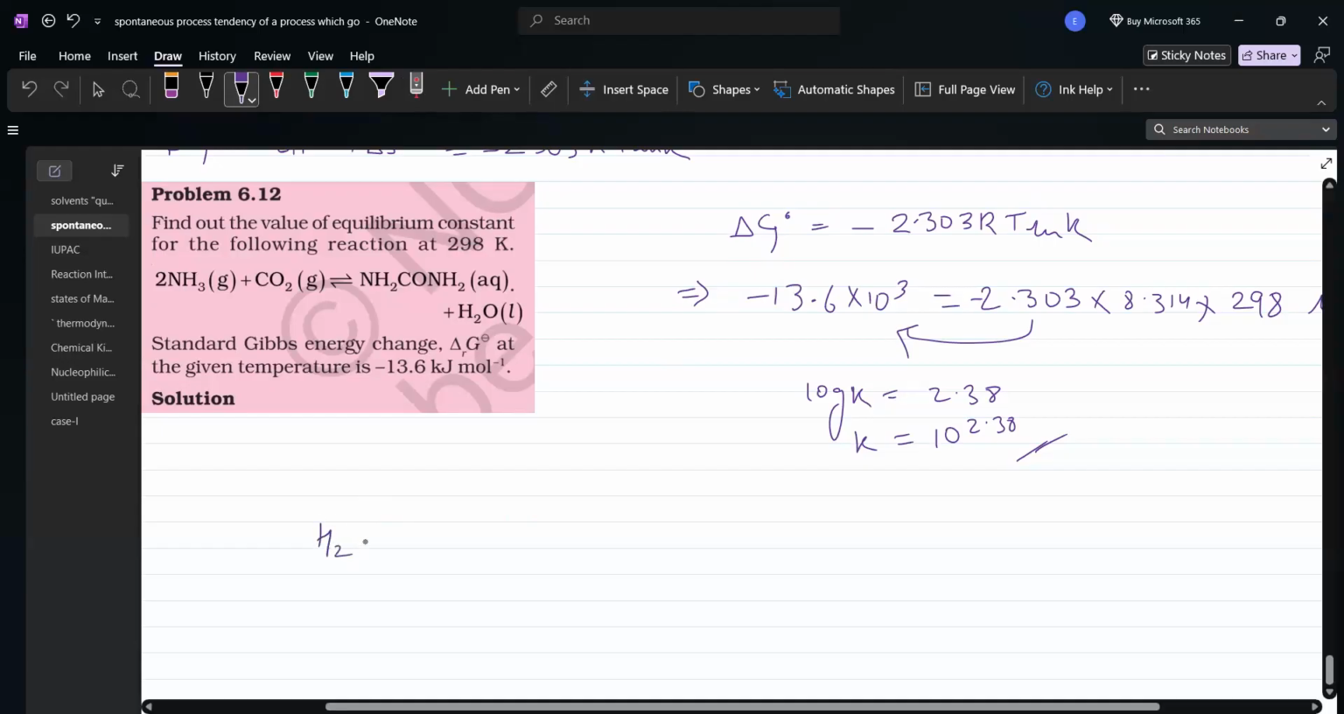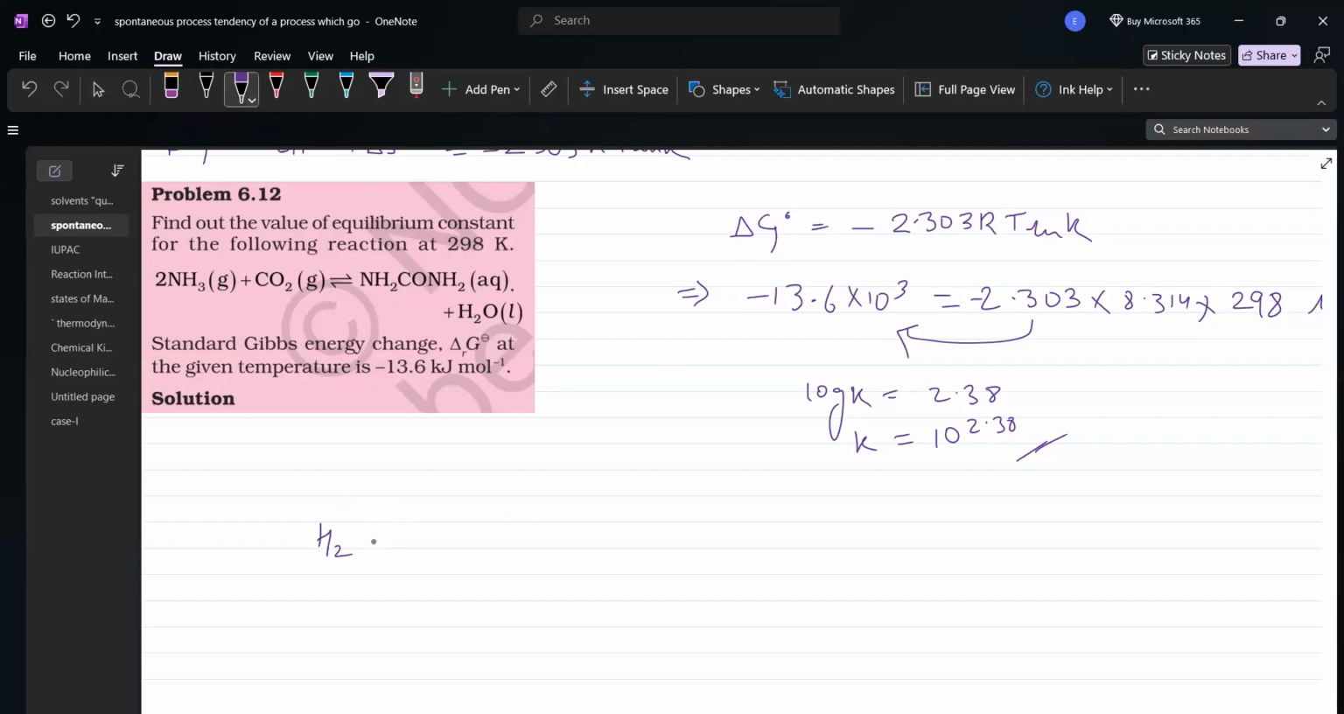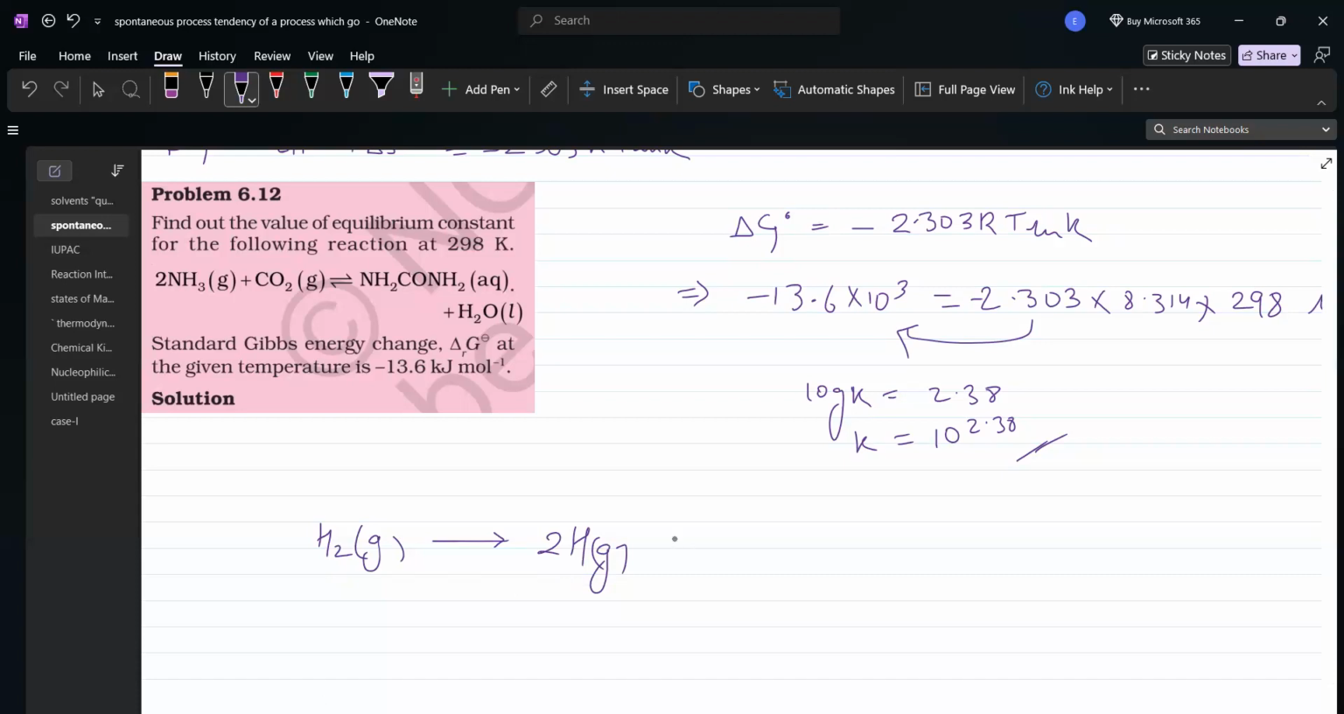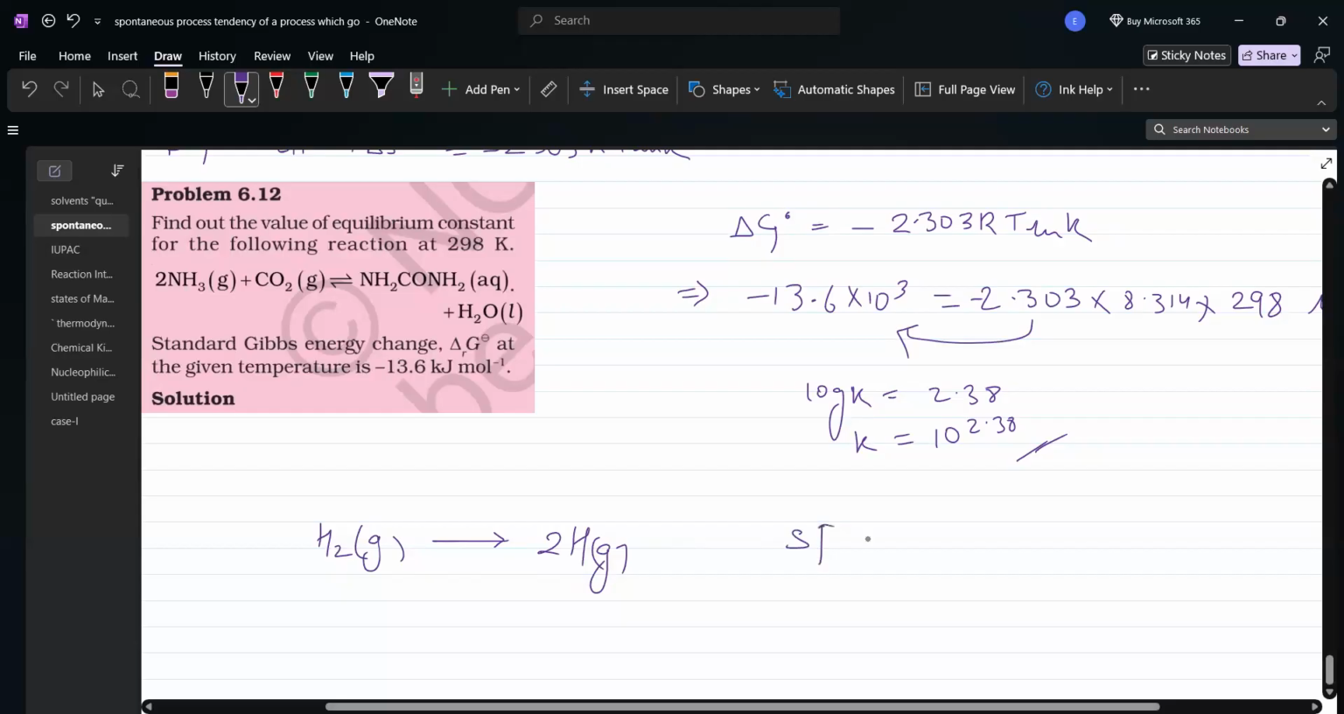In the question, it is given that H2 gas is converting into 2H gas. Okay, so both are gas present in both sides of the equation. There are gas molecules. Okay, so can anybody comment whether entropy has increased or decreased? I want answers from everybody.